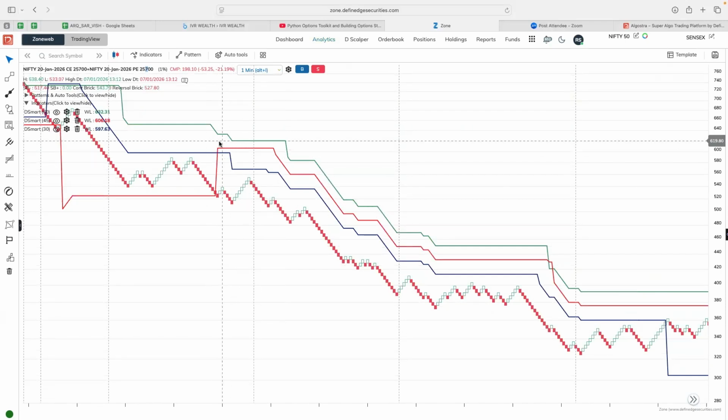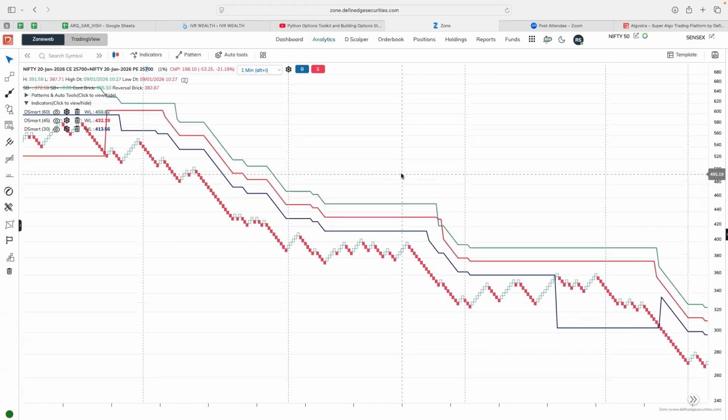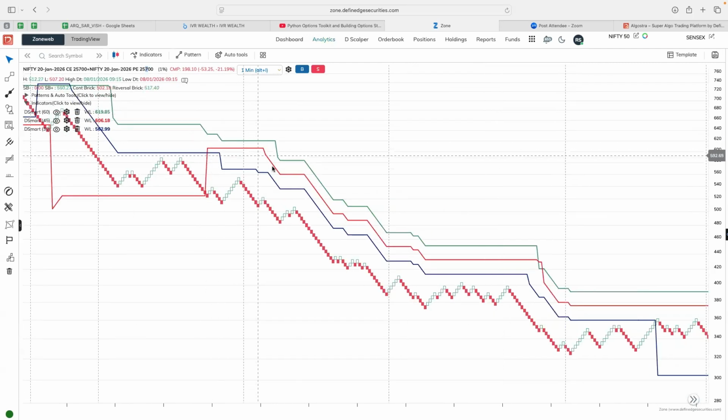Why? I'm considering the D smart as a trend filter, which is smarter than a simple moving average, because it also has the component of super trend. So this is going to be smarter. Tomorrow, if something happens and DSmart is not available, you can still change the same thing to moving averages and move on. If tomorrow DSmart or super trend goes away, you just need to modify the trend filter.